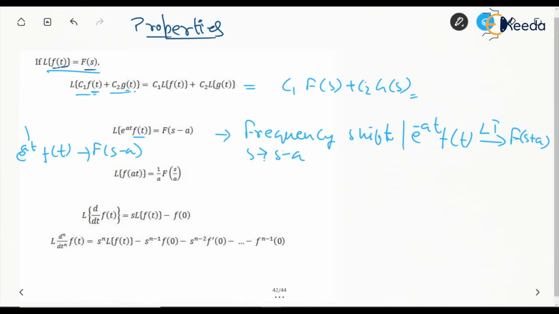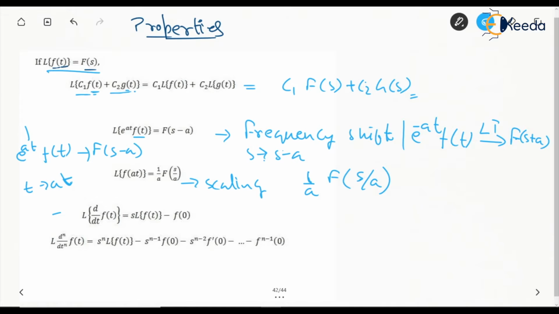Then comes the scaling property. We are scaling the variable t with a times t. In that case, we will see one factor as 1 by a, and then the frequency will also get attenuated by a. So on one side we are scaling, on the other side we are attenuating.